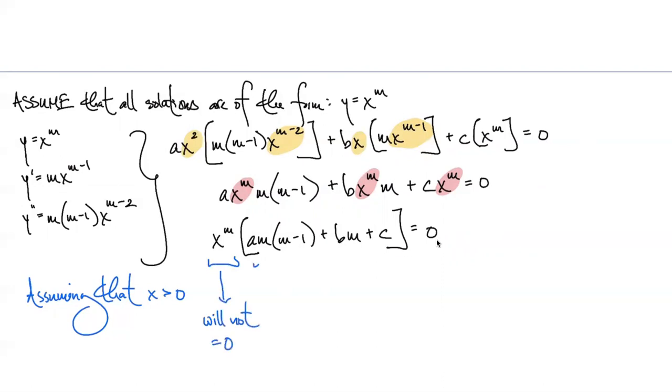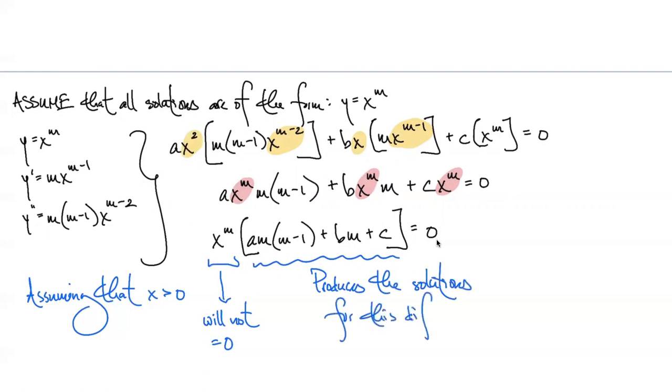And so this thing in the brackets produces these solutions for this differential equation. Okay. So this am(m minus 1) plus bm plus c, whatever the solutions are for that, will help us find the solutions for our differential equation. Okay.